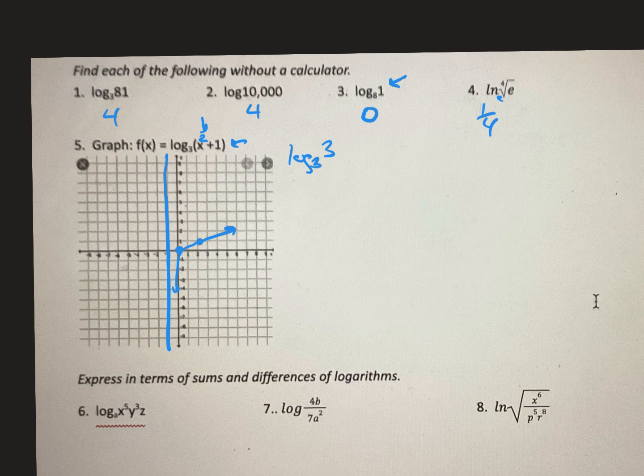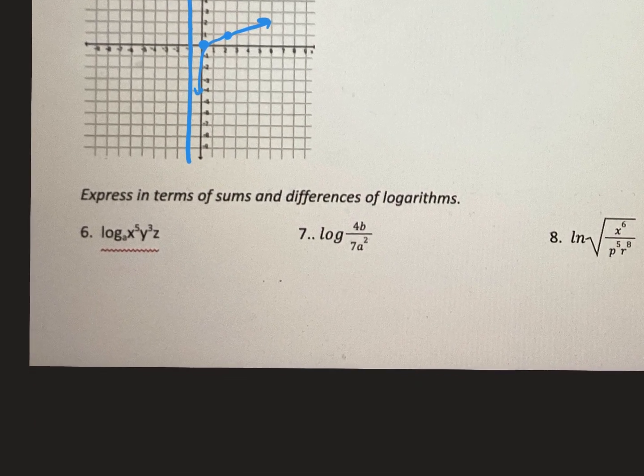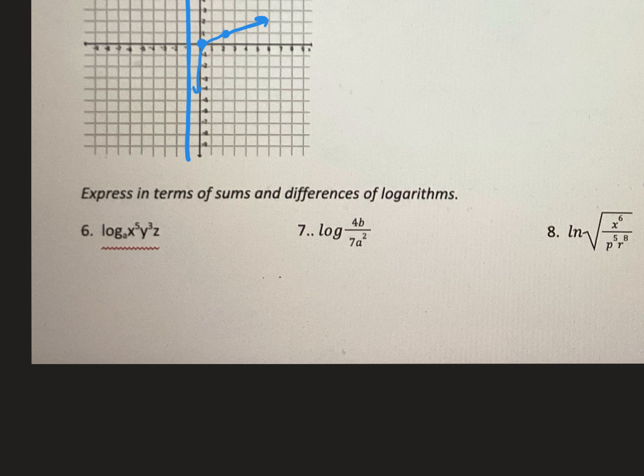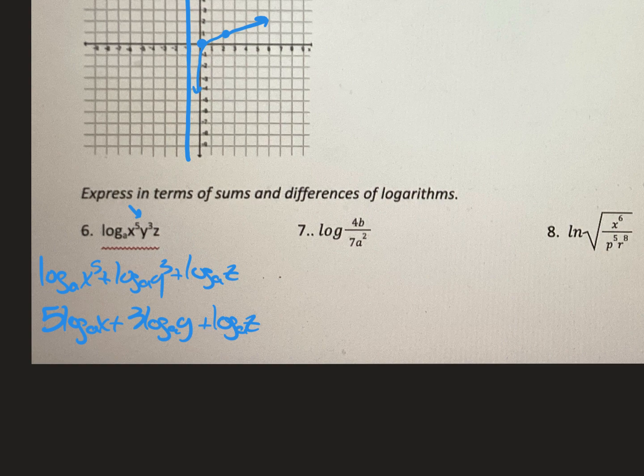And you got it. Number 6, you need to make this as many logs as possible. Anytime I see multiplication, that means you're going to do addition of logs. So I'm going to break it up 3 ways. I'm going to say log base a of x to the 5th plus log base a of y cubed plus log base a of z. And then remember, exponents always go in the front. So put the 5 in the front, log base a x. Put the 3 in the front, log base a y. And then, of course, you still got that log base c. And that's all you do on that one.